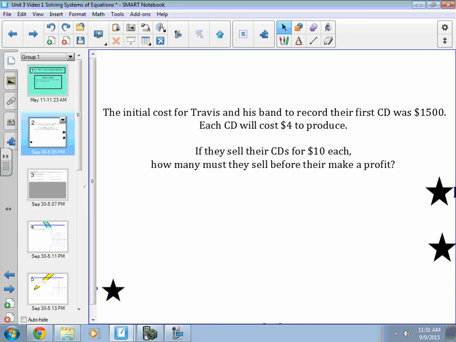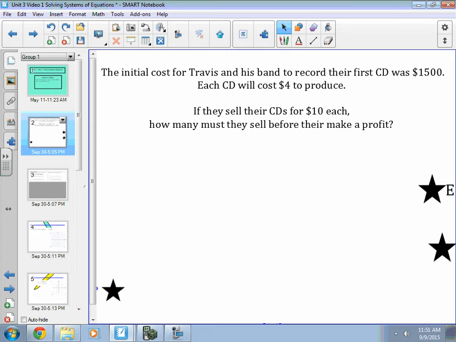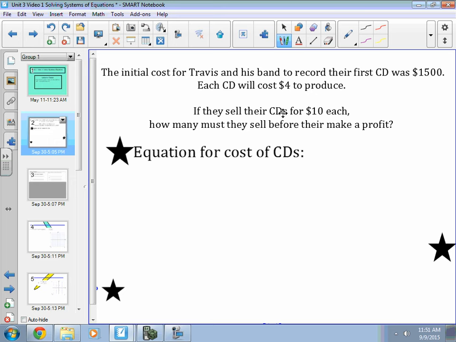Okay, so using this information, what we want to do here is first find an equation for the cost of the CDs. So cost, let's use Y for the cost. And what we know is the cost is going to be $4 to produce, plus it says also that to record their first CD, it's going to be a one-time cost of $1,500.